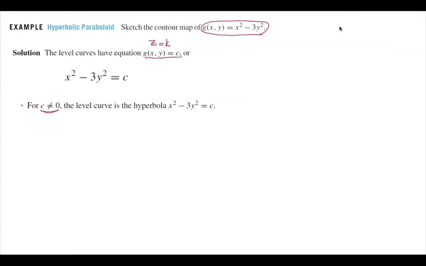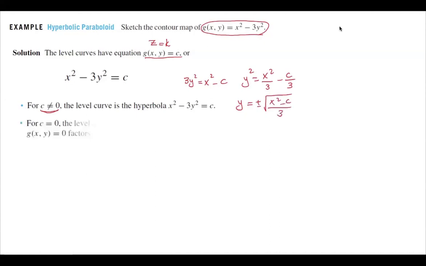Well, we can simplify this as well. Get 3y squared equals x squared minus c. So y squared is x squared divided by 3 minus c divided by 3, or y becomes plus minus square root of x squared minus c divided by 3. If c is equal to 0, then the level curves consist of two lines, right?